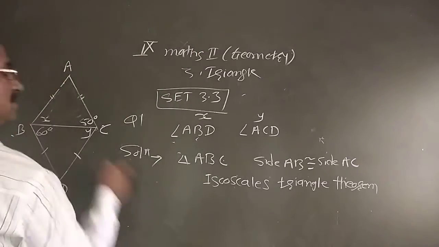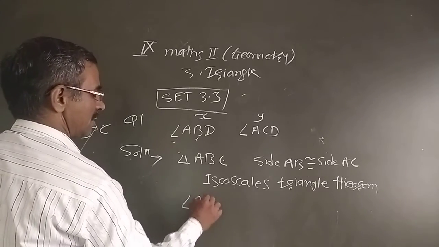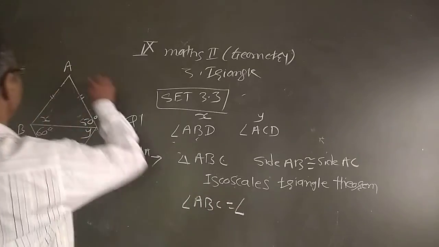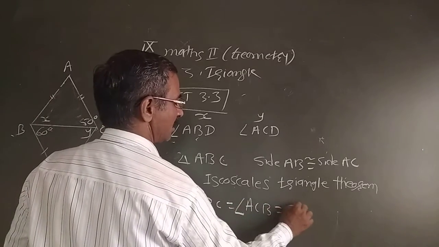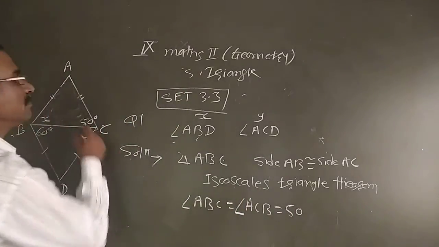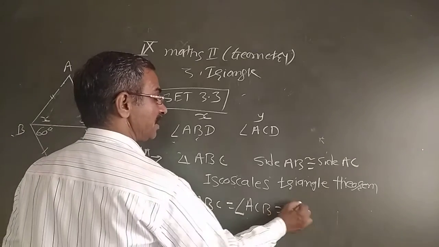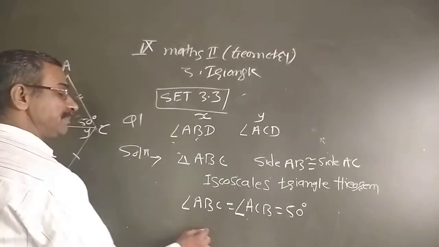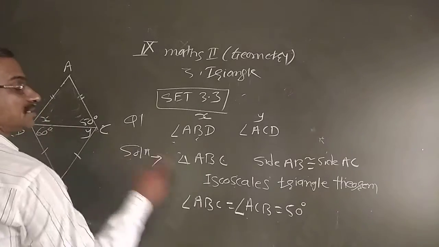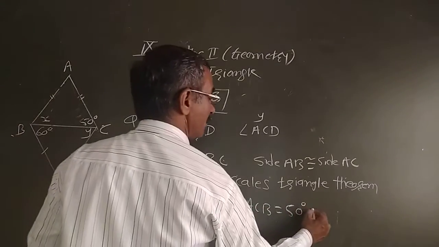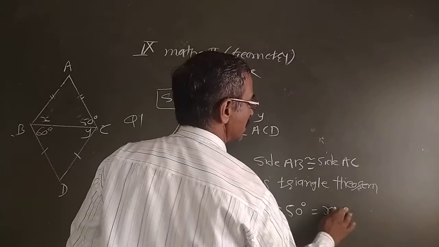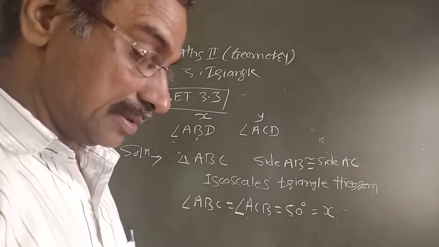So angle ABC and angle ACB are both equal in measurement. Angle ACB is given in the diagram as 50 degrees, so angle ABC is also 50 degrees. So we get the value of x, which is 50 degrees.